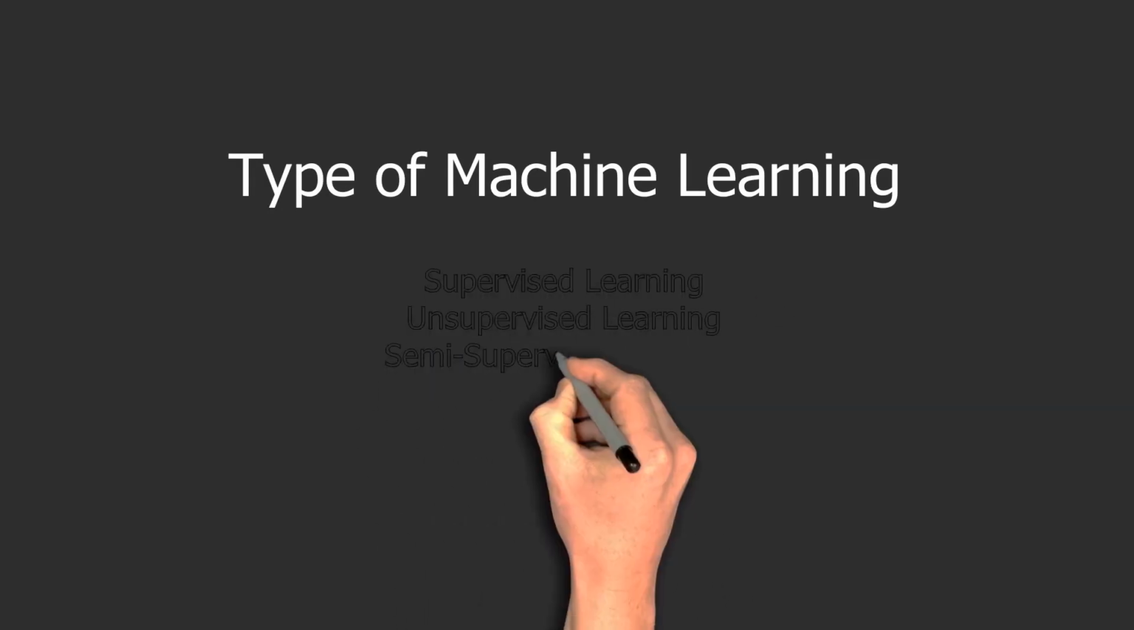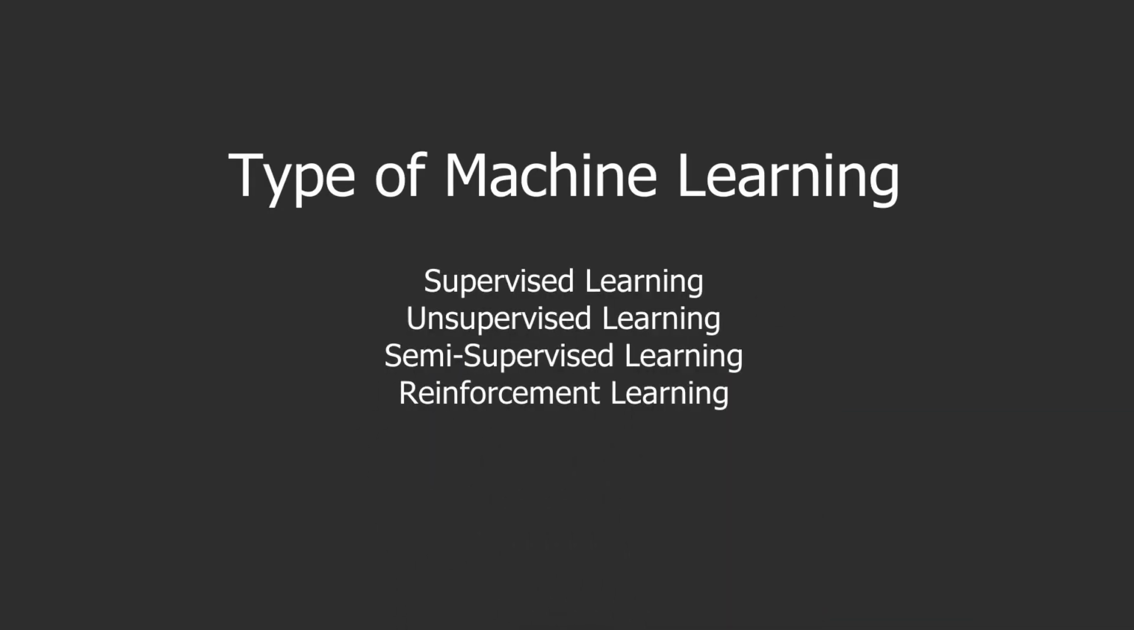Types of machine learning: supervised learning, unsupervised learning, semi-supervised learning, reinforcement learning.